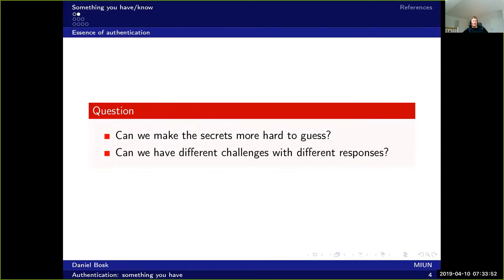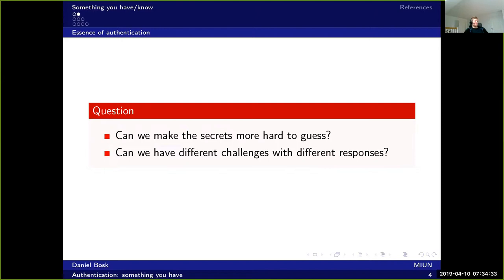The question is, can we make the secrets harder to guess? Because we needed that, as we saw when we talked about passwords. And can we have different challenges with different responses? The trivial solution would be that we set 10 passwords for an account, and then when we want to log in, the system asks us, okay, so what's password 3? And then we have to type password 3. And then the next time we log in, maybe the system asks us, so what's password 9? And then we have to type password 9. So that would be a trivial solution.